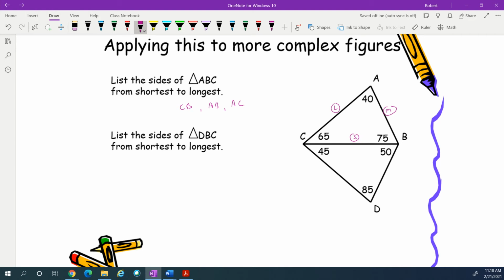Now we're asked to do the same thing in the bottom triangle, triangle DBC. So DBC, the biggest angle is 85. Opposite that is the biggest side. So the largest angle is opposite the largest side. Opposite the 45 is the smallest side and the medium. So for that triangle, again, shortest to longest, BD, CD, and CB. And all of these should have segment bars.